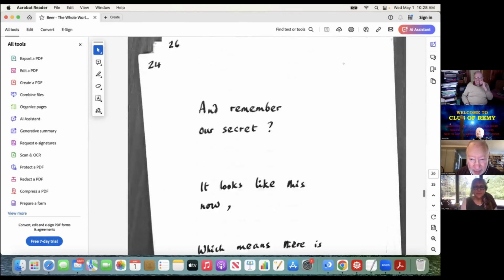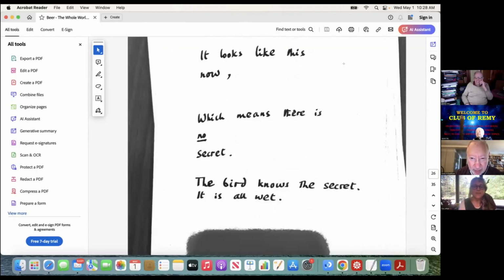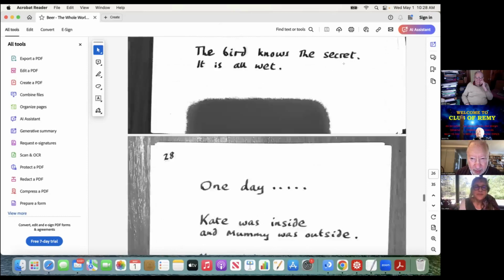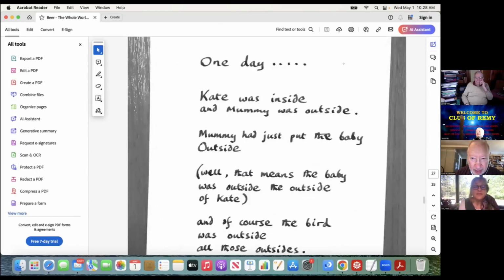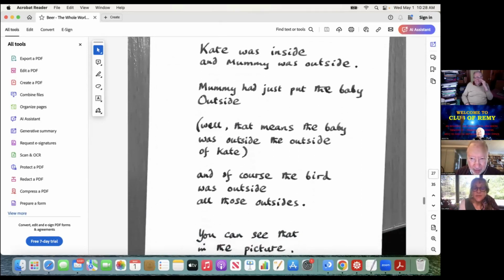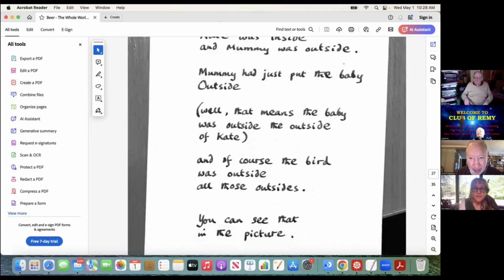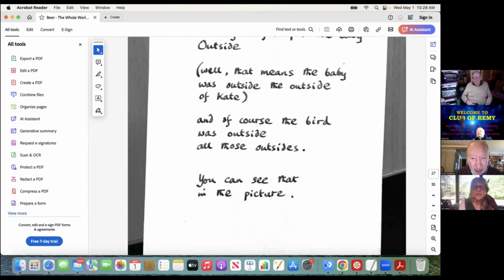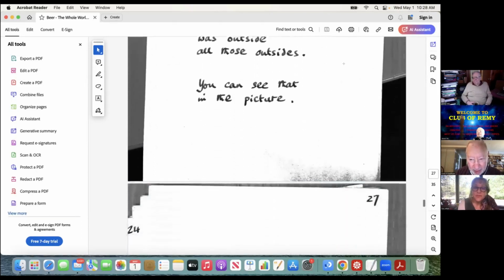And remember our secret, it looks like this now, which means there is no secret. The bird knows the secret, it's all wet. I've forgotten how long this is, but we can go on. Anyway, Kate was inside and Mummy was outside. Mummy just put the baby outside, which means the baby was outside the outside of Kate. And of course, the bird was outside all those outsides. You can see that in this picture.